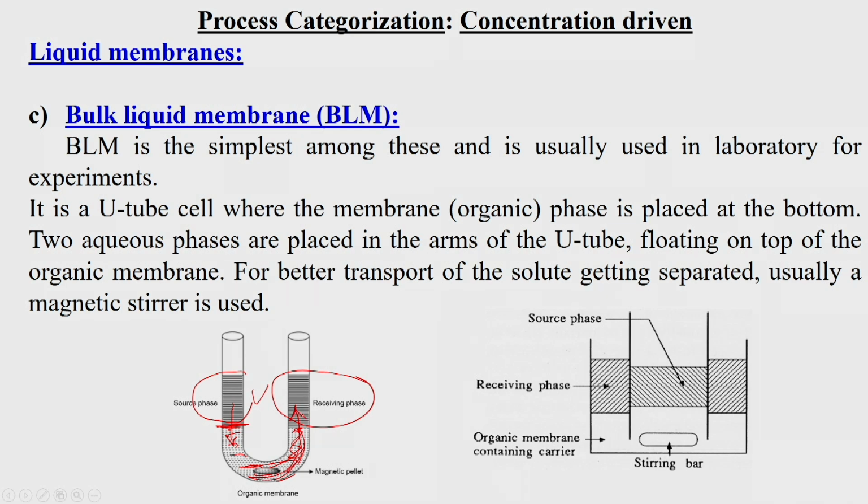So, here also, this is the receiving phase and this is the source phase. Here this organic membrane is placed, and from the source phase the target component will come to the receiving phase. For better transport of the solute getting separated, usually a magnetic stirrer is used to make the transport of the target component better.